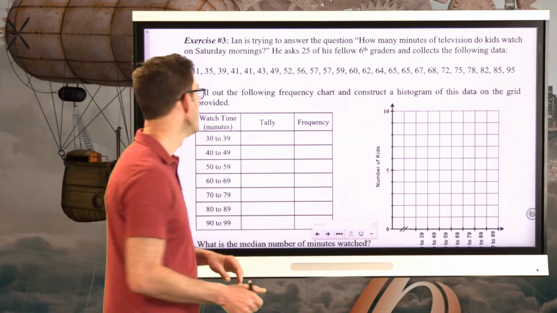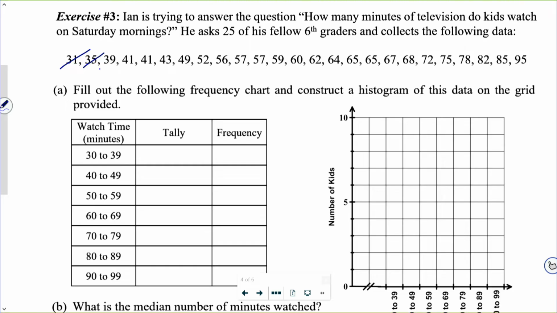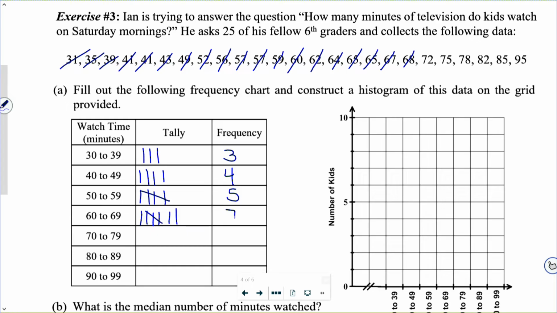All right, let's go through it quickly. Here we go. We've got 31, 35, and 39 all fall into this category for a frequency of 3. 41, 41, 43, and 49, those 4, fall into that category. 52, 56, 57, 57, 59, those 5, fall into that category. 60, 62, 64, 65, 65, 67, 68, those 7, fall into that category. 1, 2, 3 fall into the 70s.